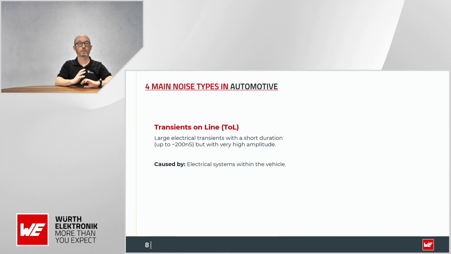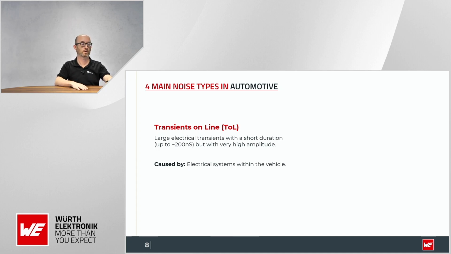The second type of noise is transients on lines. I'm not talking about the voltage supply lines in a car. I'm talking about the data lines. These transients are induced into the data lines by all kinds of electrical systems within the vehicle which are switching currents, and these transients occur with very high amplitudes, but luckily with a short duration of several hundred nanoseconds.